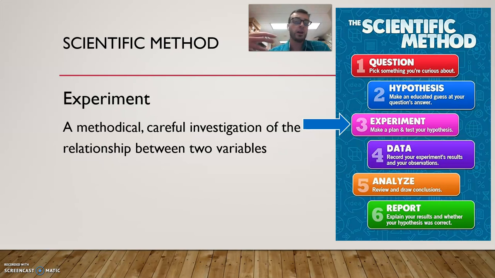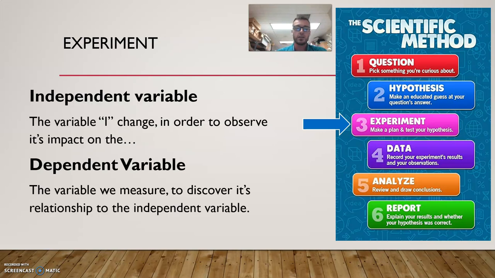Then you're going to get to the experiment, and this is the meat and potatoes of the experimental method. If your experiment is not of high quality and it's not well designed, then your data is going to be garbage, and your conclusions based on that data are going to be garbage. All right. So experimental is a methodical, careful investigation of relationship between two variables. All right, so let's get into the details of what that means.